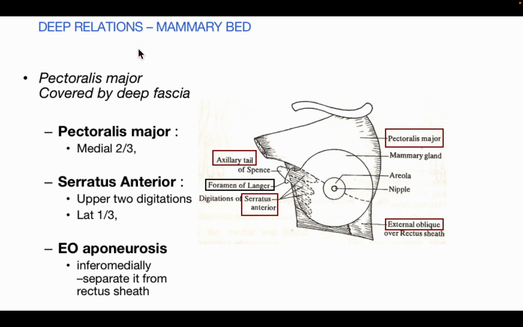Now we have the deep relations. Can you see here, if this is the mammary gland, the deep relations are the pectoralis major muscle in the medial two-thirds, and below there is the external oblique muscle. Then there is another muscle known as the serratus anterior. So mostly these three muscles, pectoralis major, serratus anterior, and external oblique, form the deep relations of the mammary gland.